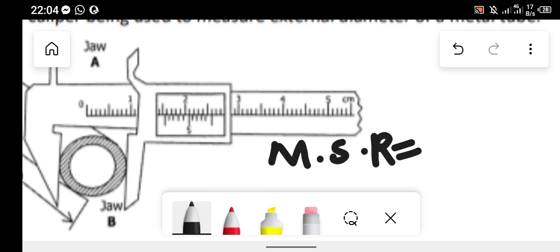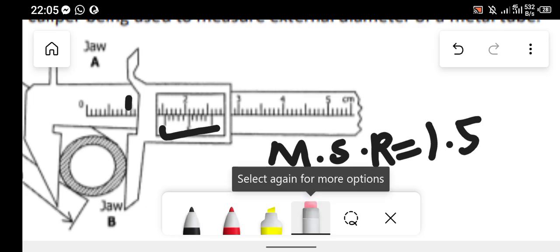scale reading. So if you look at this is the vernier scale reading, right? What figure is there before the zero mark of this one? You see that, you see we have a 1 here, we have 1.1, 1.2, 1.3, 1.5, 1.5 is our what? Our main scale reading.